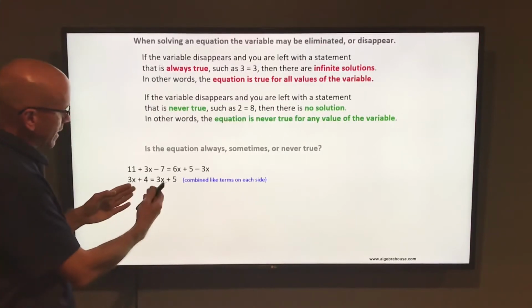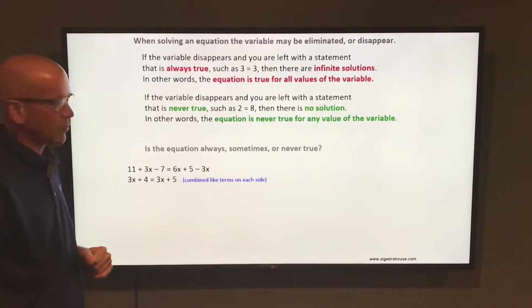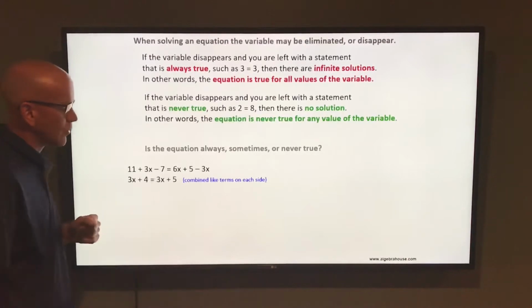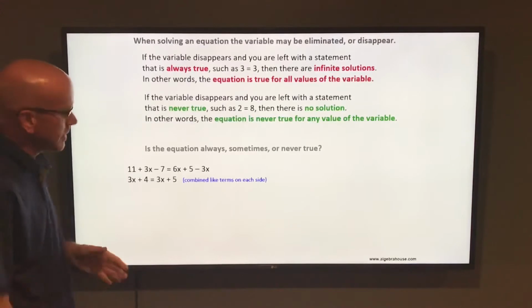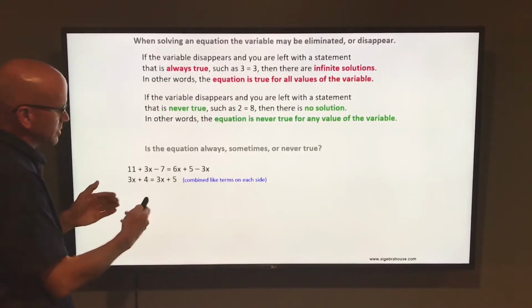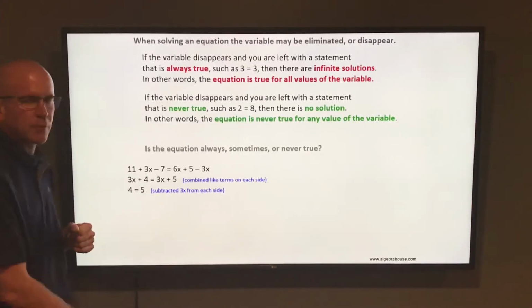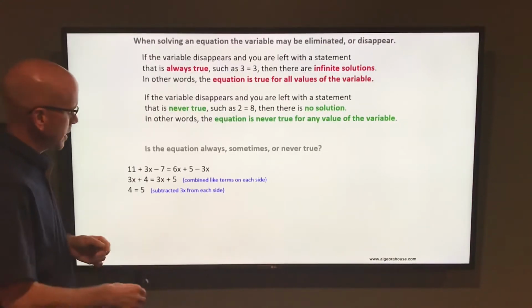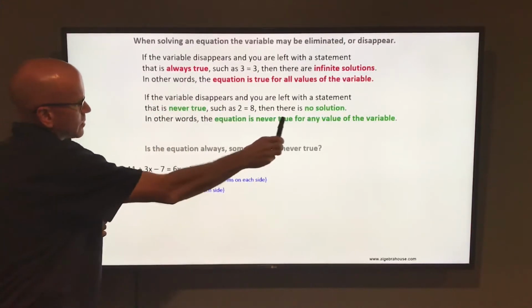Now just by looking at that, 3x plus 4 equals 3x plus 5, you can probably guess that's never going to be true. No matter what value you put in for x, that's never going to be a true statement, because 3x plus 4 cannot equal 3x plus 5. Let's say we didn't pick that up, and you go to subtract 3x from each side. You would end up with 4 equals 5. That's a false statement. 4 is never going to equal 5. Since that's a false statement, or it's never true, that means there's going to be no solution.